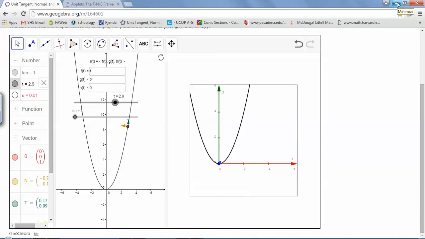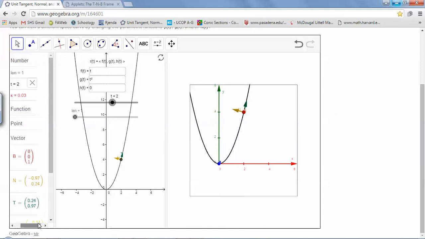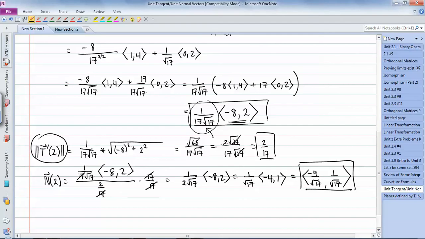All right, in fact, I think we can check what we just got. I want to set that at 2. Ugh, so annoying. There we go. 2. Negative 0.97, 0.24 for the normal vector. And it turns out if you plugged in what we got into a calculator, this is negative 0.97, and this is 0.243-ish. So we are good there. All right, hope that helps a little bit.